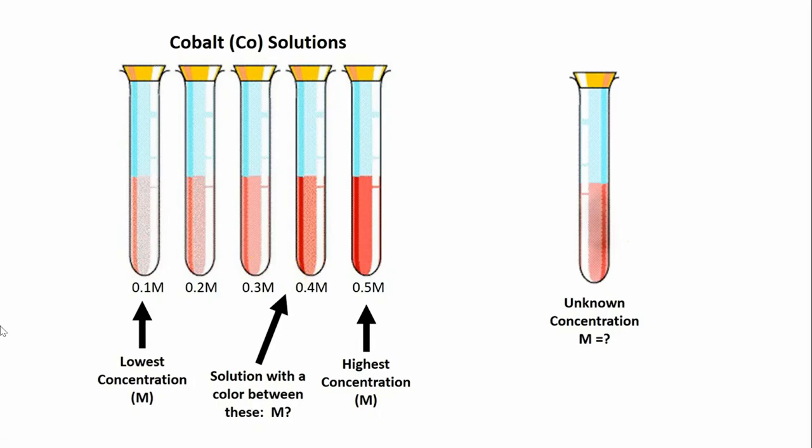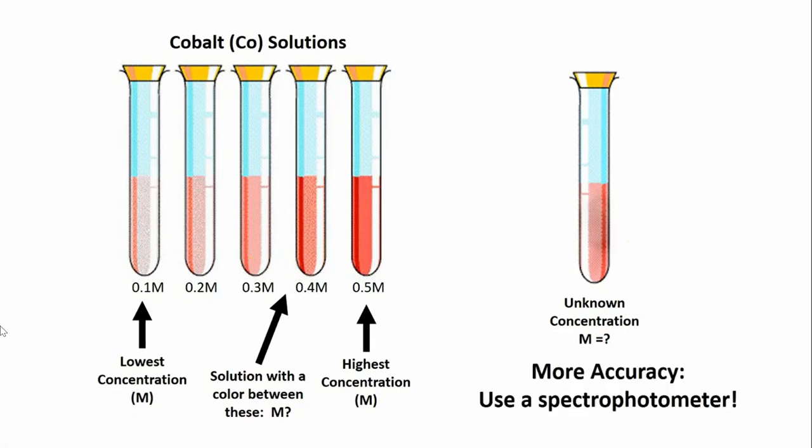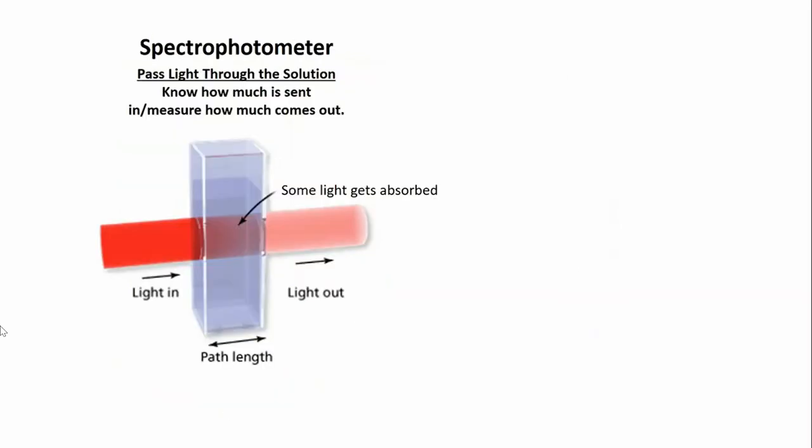Sometimes an estimate is good enough. However, there are many times we need some more accuracy. And to get that accuracy, we're going to use an instrument called a spectrophotometer. A spectrophotometer is an instrument that can pass light through solutions. When we do this, we know how much light is being sent in to the solution, and we measure how much comes out. And there's always going to be a difference in those two readings.